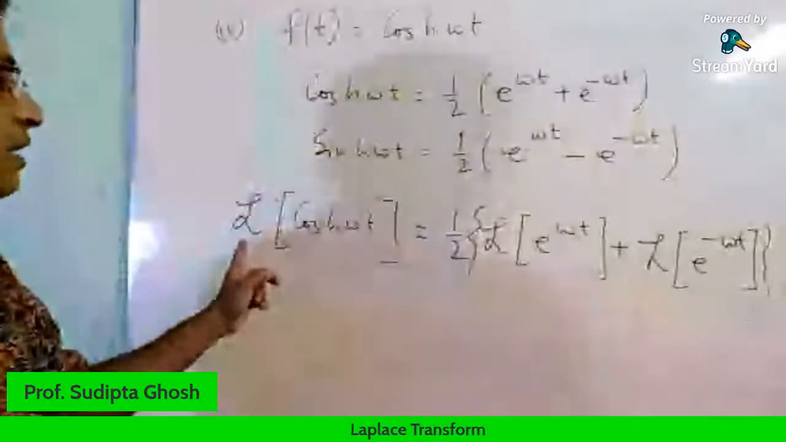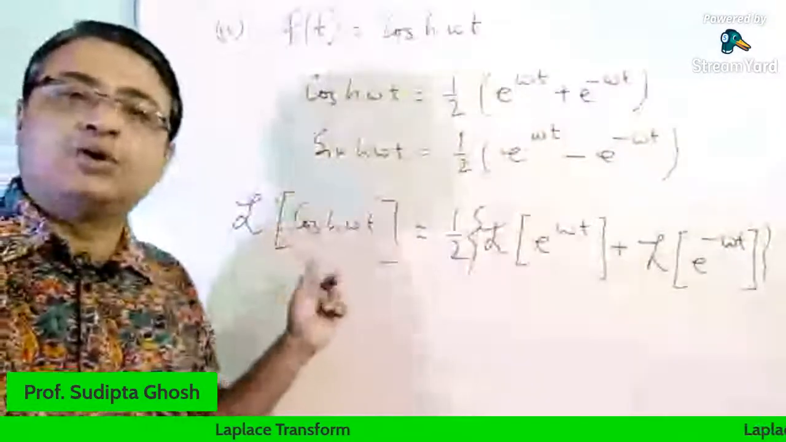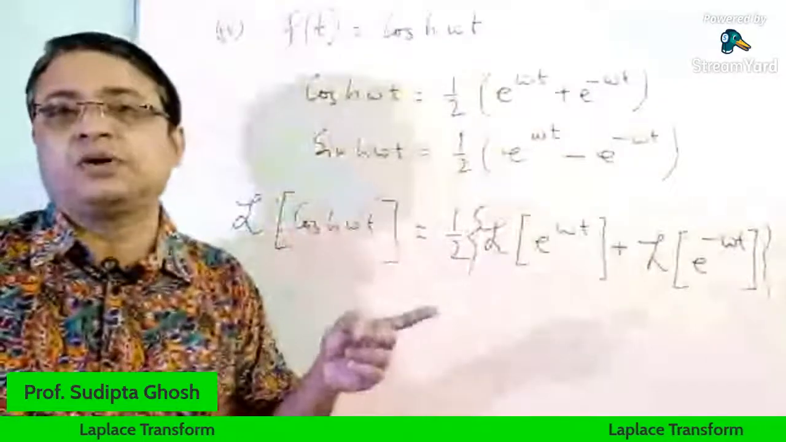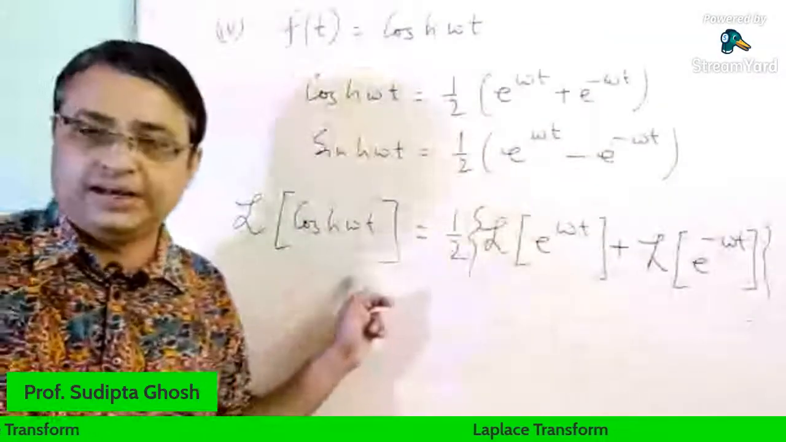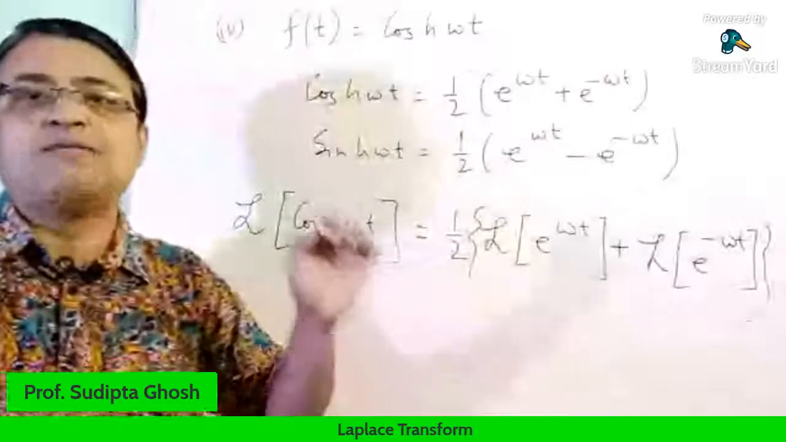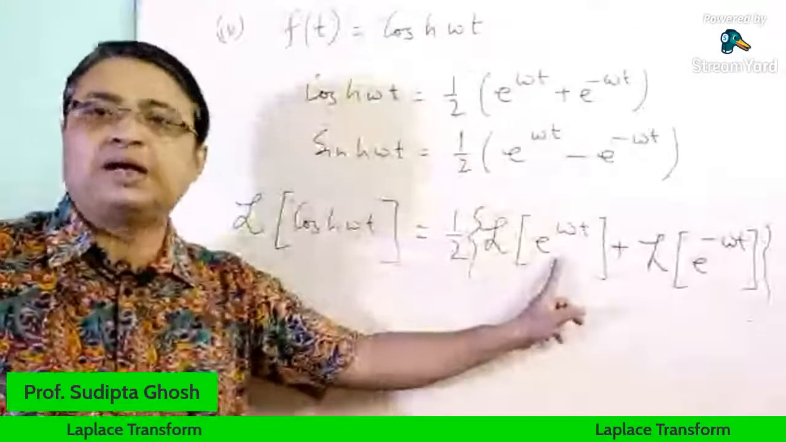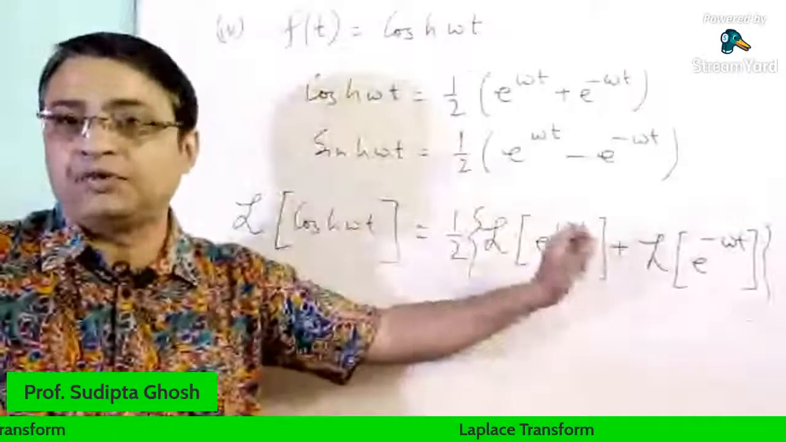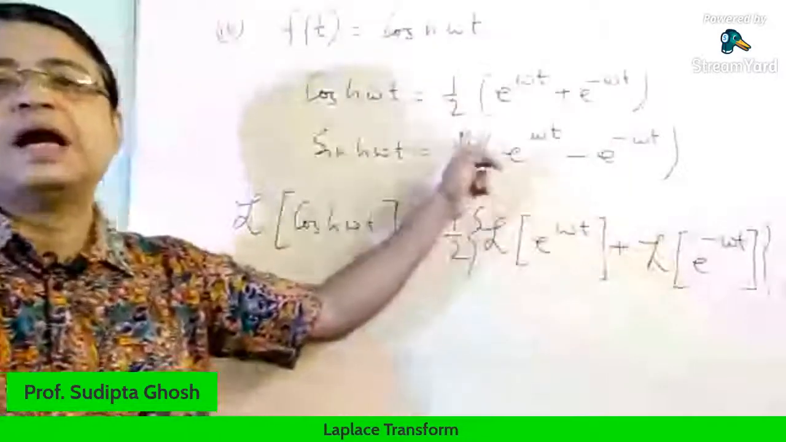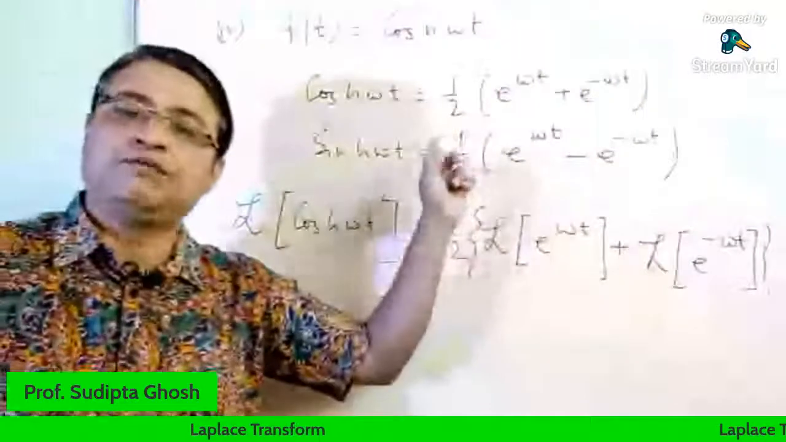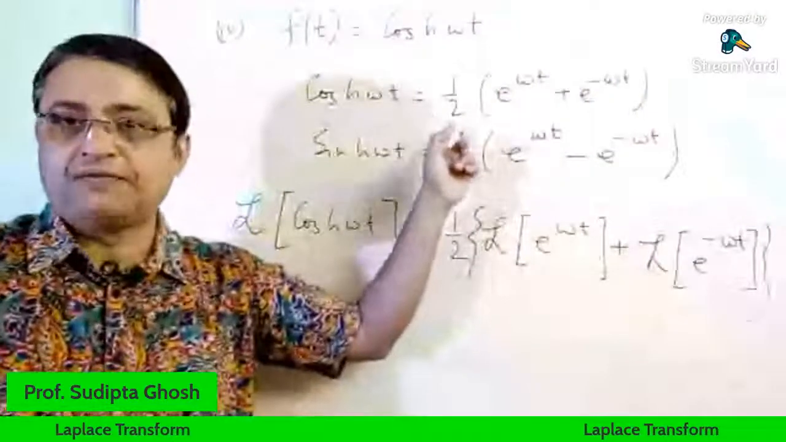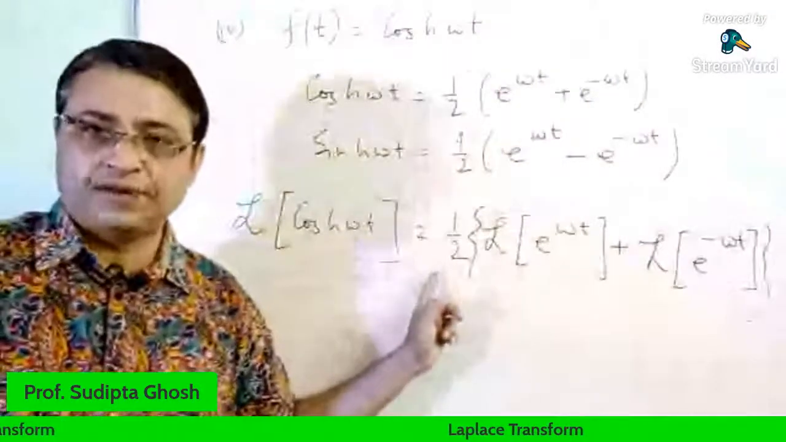So whenever we are going to find the Laplace transform of cos hyperbolic omega t, it is nothing but the Laplace transform of e to the power omega t plus the Laplace transform of e to the power minus omega t, and as cos hyperbolic function has a value of half here, you have to put that half here.